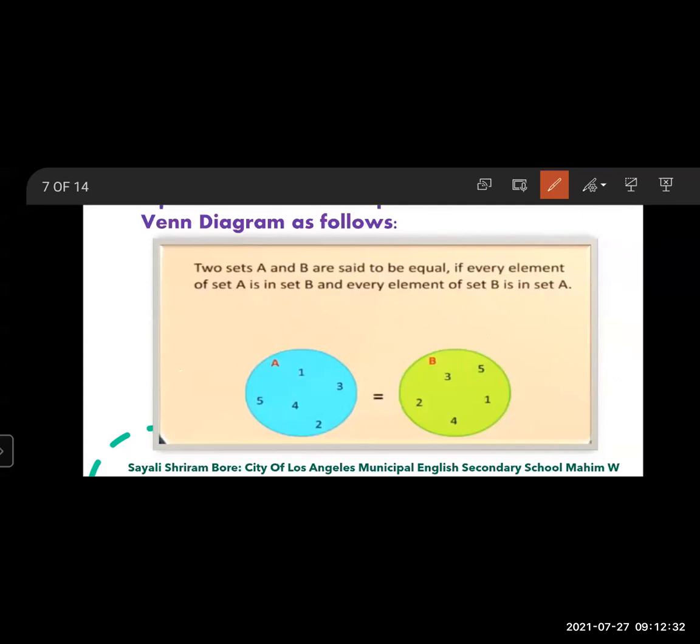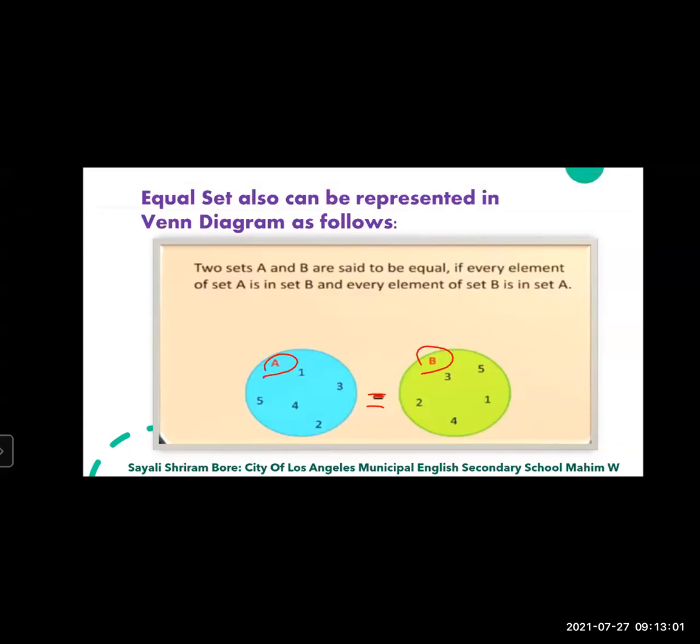See here, I have drawn two circles, set A and set B. I have listed the elements in both. The elements in A are the same in set B, and the elements in set B are the same in set A. So here they are equal. Any set you can represent with the help of the Venn diagram. Even a singleton set can be represented by a Venn diagram, and an empty set can also be represented by a Venn diagram.